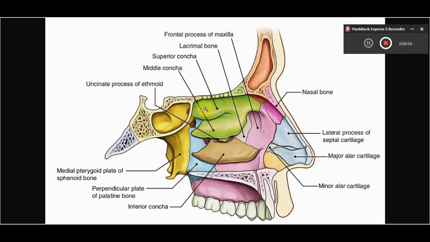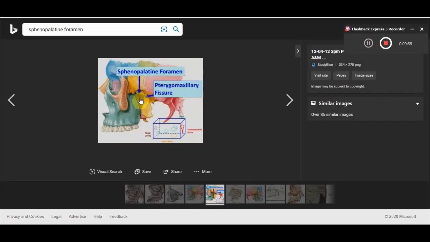This is why I'm showing all of this to you, because with the sphenopalatine foramen, you'll be able to understand how the sphenopalatine foramen, which is located on the medial wall, over here in the perpendicular plate of the palatine bone, leads into the nasal cavity. From where? From the pterygo-palatine fossa. For example, over here you can clearly see the sphenopalatine foramen being represented, this one over here, and the outline of the pterygo-maxillary fissure is also seen.